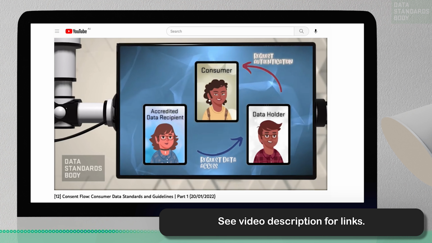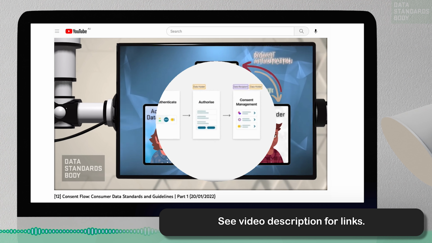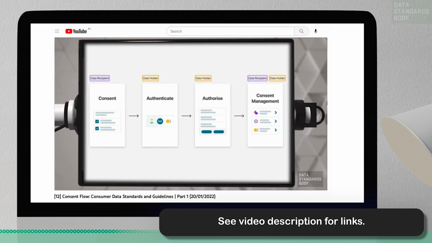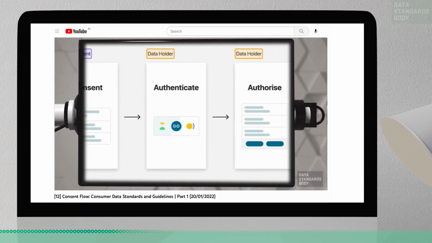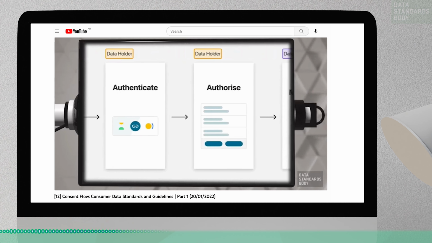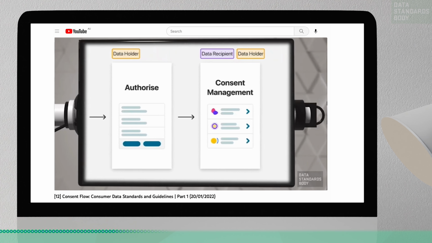In Chapter 1, the Consent Flow video provides a brief introduction to the consent process. In Chapter 2, Consent Flow Consumer Experience, the Consent Flow video describes the consent model and shows how the CX guidelines suggest ways to present the consent process to the consumer.